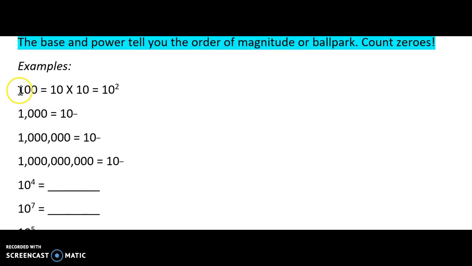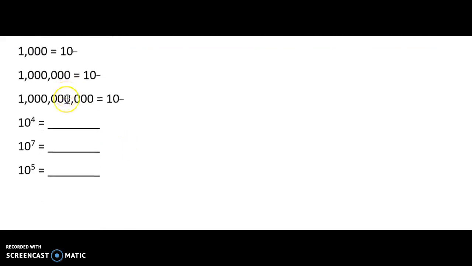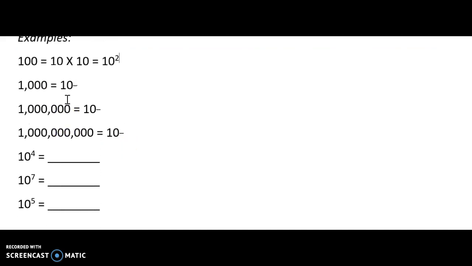And to go from standard to scientific, you can simply count the zeros in that value. The rest of the examples you can try for yourself, and then at the end of the document you'll be able to see how you did and get the answers there.